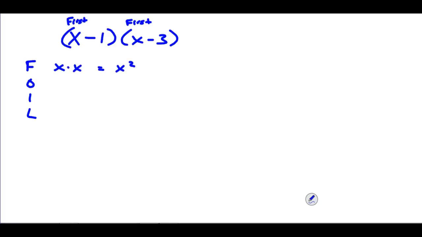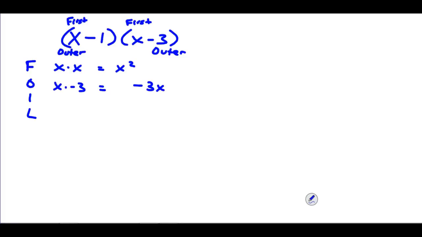If our factors are x minus 1 and x minus 3, we can use what's called FOIL. With FOIL, you multiply the first two terms of each of the binomials. Now, you have to know that this x is the first, and this x is the first. So it would be x times x. That gives us x squared. O stands for outer, and when you look at these factors, this x is an outer and this negative 3 is an outer. So x times negative 3 gives us negative 3x.